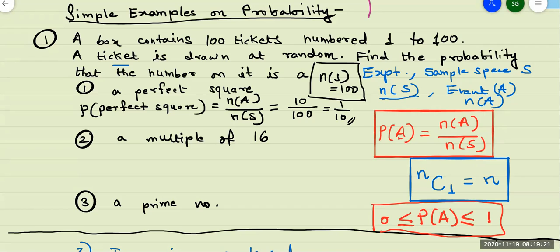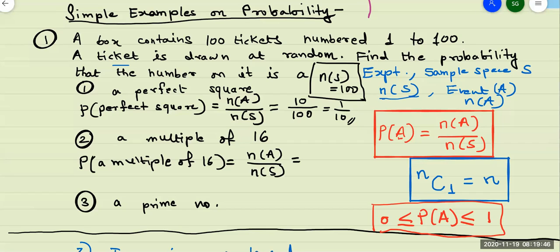Now let us look at the second question. For the second question, probability of a multiple of 16. So again, write the definition N(A) upon N(S). Every time you write the same definition. And then immediately you can write N(S) is going to be 100. As the experiment has not changed, the denominator N(S) will not change.